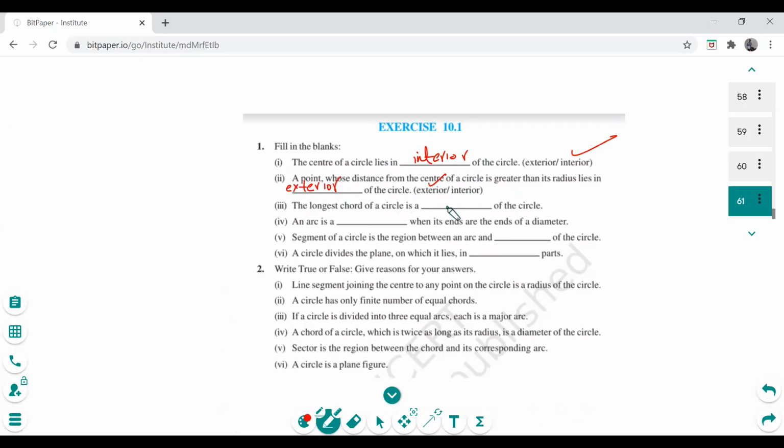The longest chord of a circle is dash of the circle. Kamna. Is the diameter of the circle. Good.